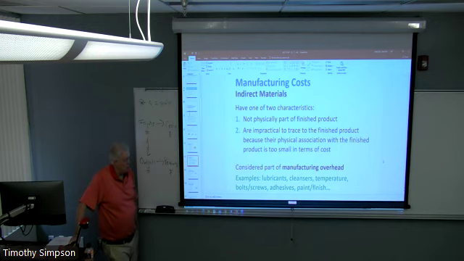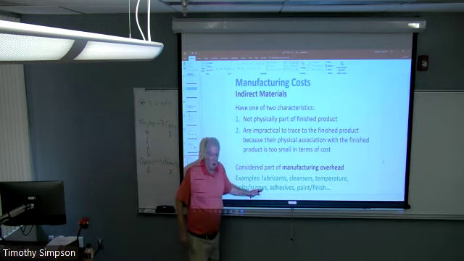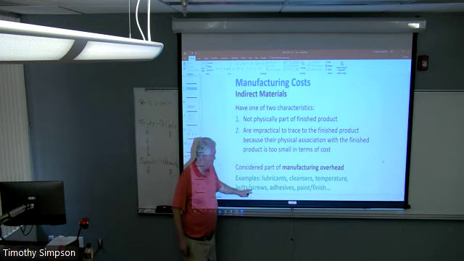They're essential for the product, but it's difficult to attach to the product themselves. There are efforts to make these indirect materials direct by trying to account for them as best as possible.